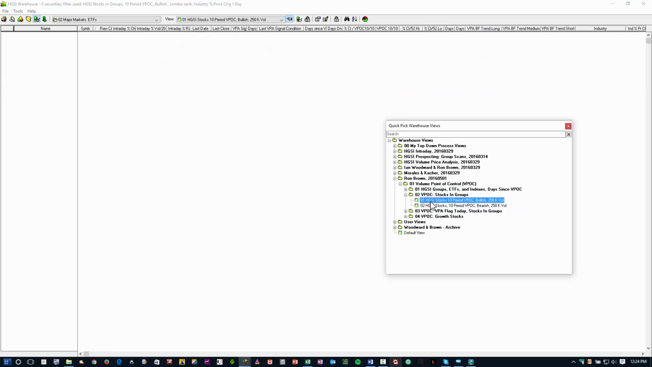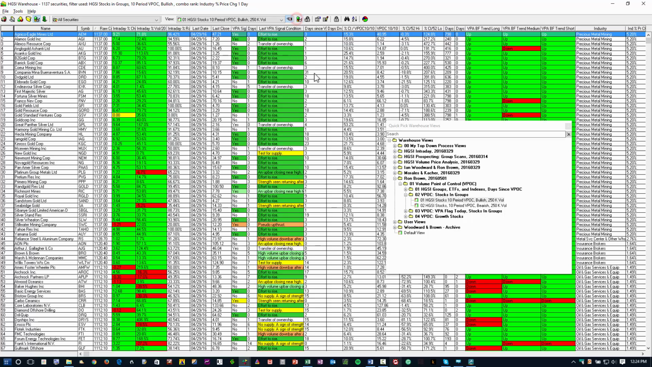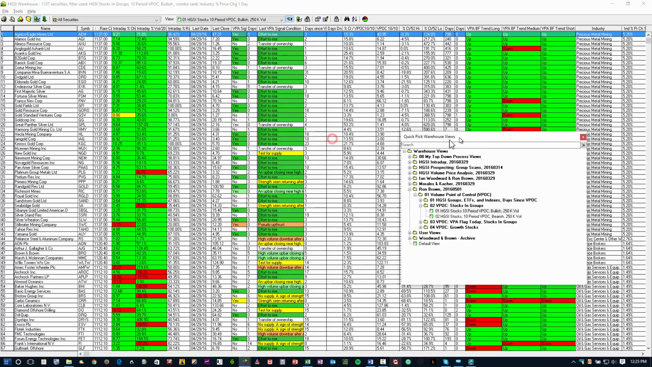It's HGSI Stocks, 10 period volume point of control bullish, 250,000 share minimum on the stocks based upon a 90-day length of time. So I'm going to apply the filter, and the combo that I have on here is the percentage price change one day for the industries, and you can see where the strength was yesterday. Precious metal and mining, and all of these are positive, and many of them have been positive for quite some time.